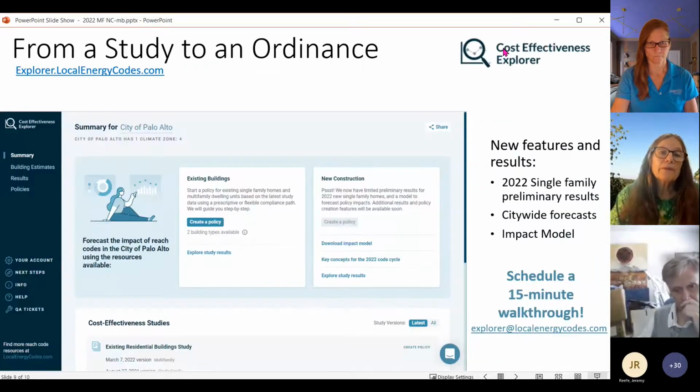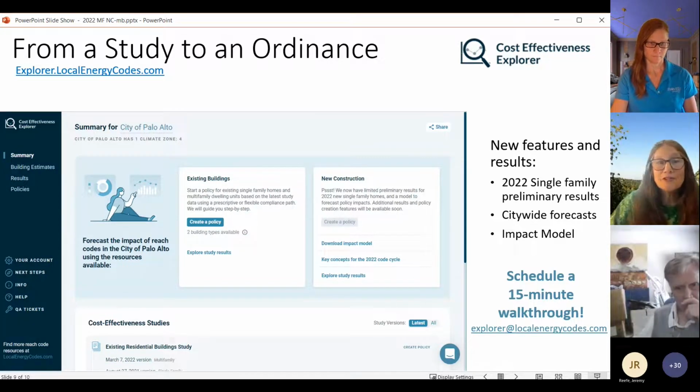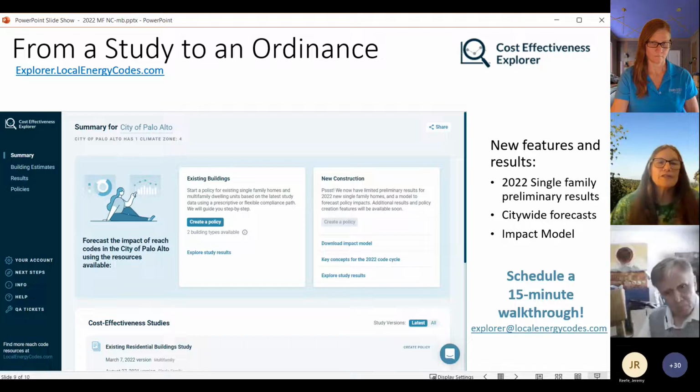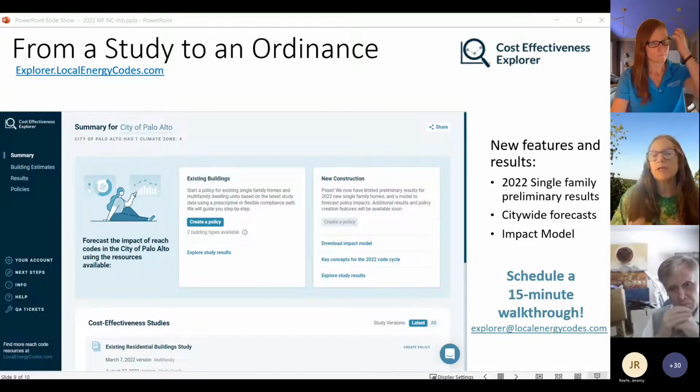And lastly, I mentioned this tool earlier, but we have a fairly sophisticated tool available that can help you take all the information from the study and actually start working towards an ordinance. This is the Cost Effectiveness Explorer. Essentially, the tool will pull all the data from all the different tables that Aaliyah showed in the report, plus all the different results tables that are in these reports, and it pulls all the data and information that's specific to your jurisdiction into one place so that you can review just the results that apply to you.